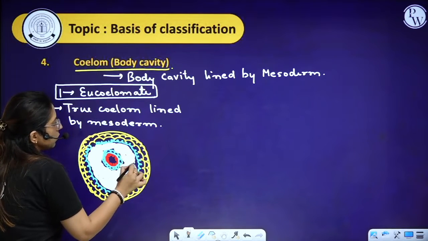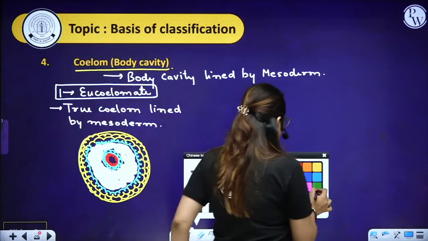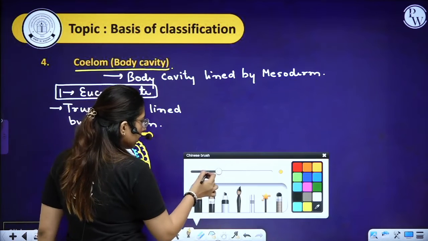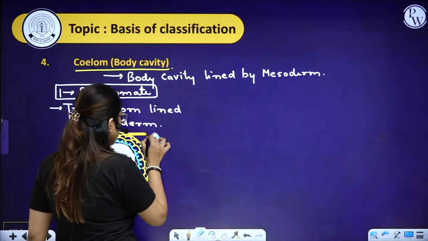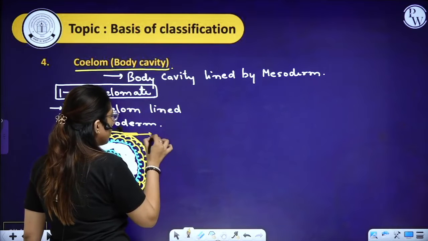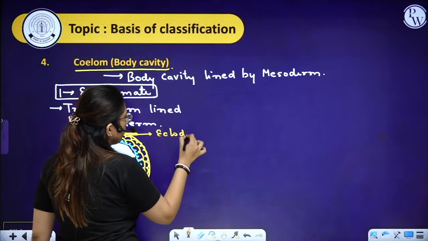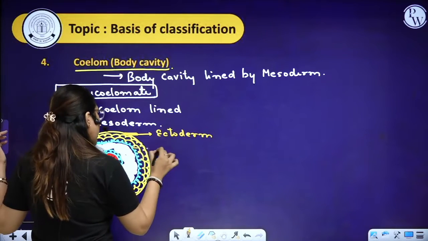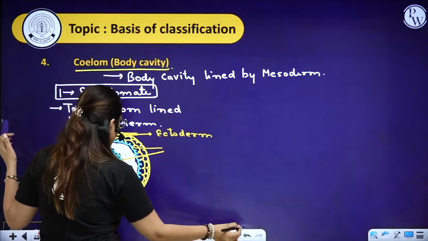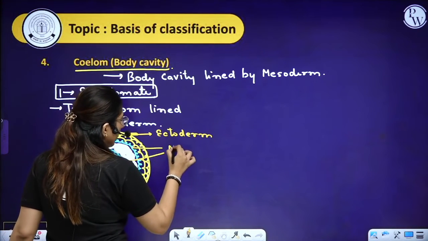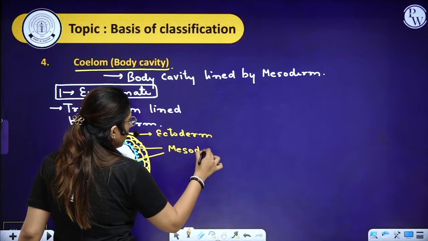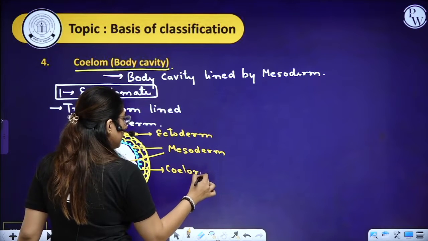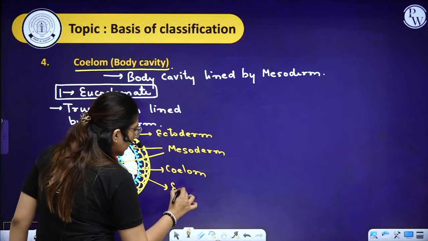So what have you learned so far? Let's have a look. This is ectoderm. Below this ectoderm, you can see these blue, so these two blue are the mesoderm. And this is a coelom. And this red one is endoderm.